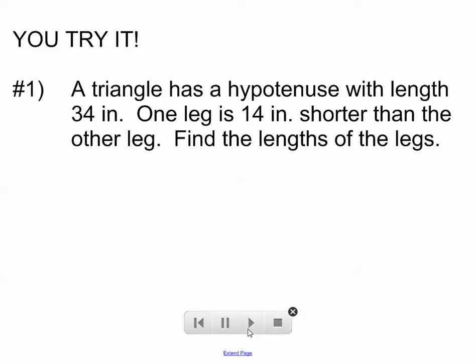Okay, a triangle has a hypotenuse with length 34 inches. One leg is 14 inches shorter than the other leg. Find the lengths of the legs. I definitely need a picture here. Hypotenuse is 34. One leg is 14 inches shorter than the other leg. So 14 inches shorter than this leg.